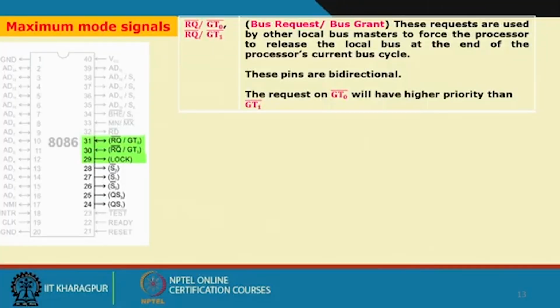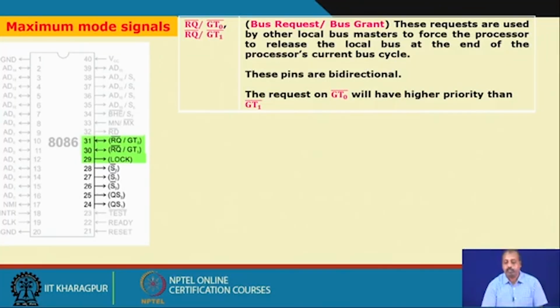Then we have some more pins, RQ/GT0 and RQ/GT1. This is the bus request grant. These requests are used by other local masters to force the processor to release the local bus at the end of the processor's current bus cycle. In minimum mode of operation, we have HOLD and HLDA. For maximum mode of operation, we have these RQ/GT lines. Other processors can tell the 8086 to release the bus at the end of the current cycle. That way these pins are useful.